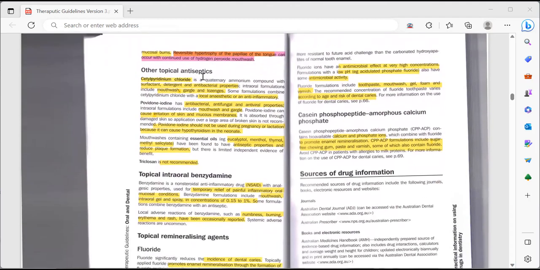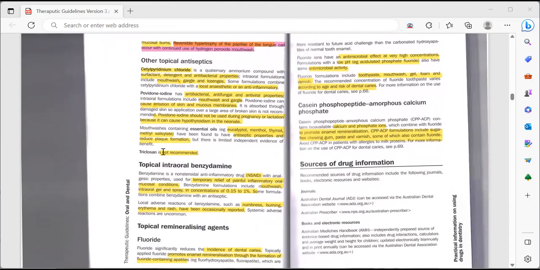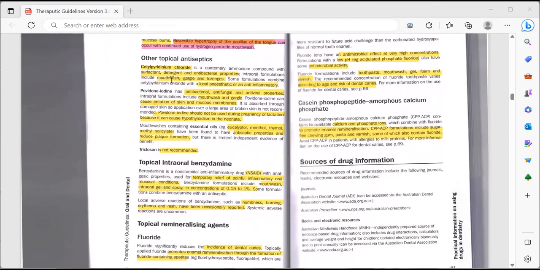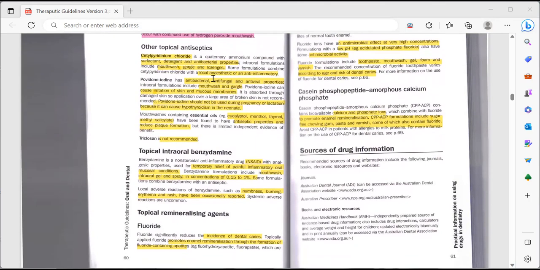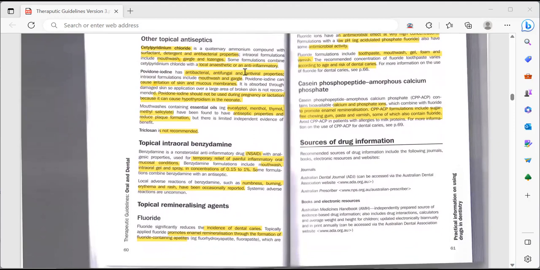So there are some other antiseptics also which are available in the markets. Another is cetylpyridinium chloride. It is also a quaternary ammonium compound. It has surfactant, detergent, and antibacterial property. It is available as mouthwash, gargles, and lozenges, and some formulations also contain a local anesthetic or an anti-inflammatory.